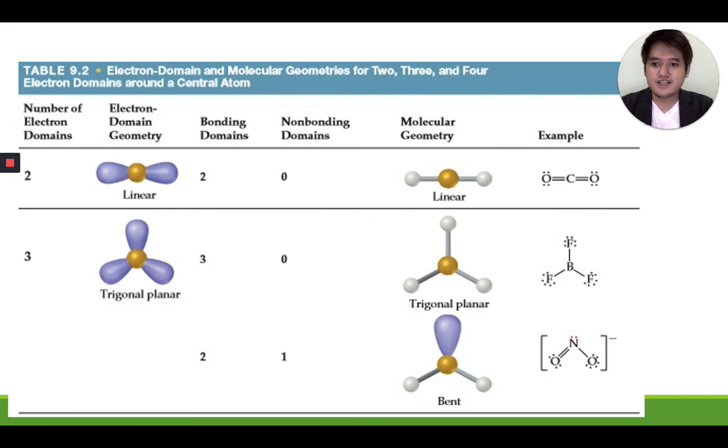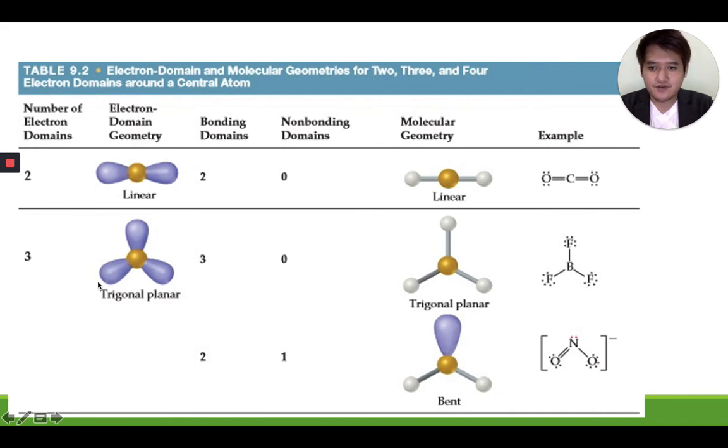Right? So in here, this gives us a practical example. Here we have a table detailing the number of electron domains, and then the electron domain geometry, which is our EDG, our bonding domains and the non-bonding domains, and our molecular geometry, and a few examples also. So here, for example, you have 3 electron domains. So BF3, boron trifluoride. One single bond is an electron domain. So if you count how many electron domains there are for boron trifluoride, you have 3.